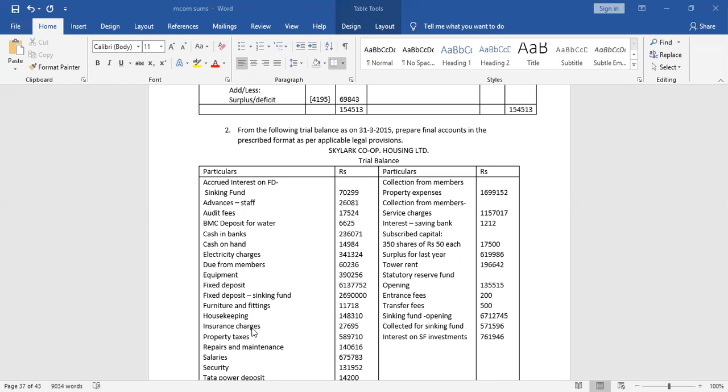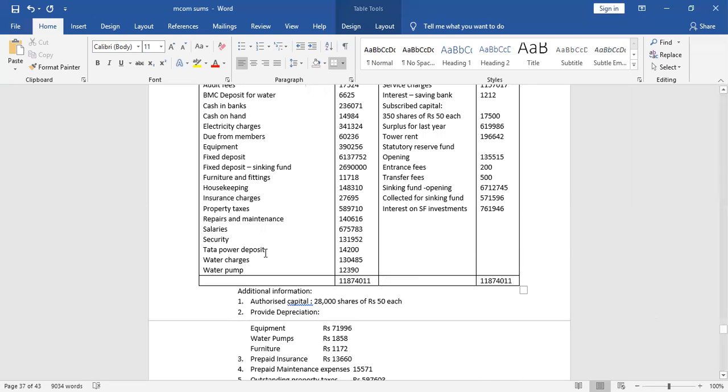Insurance is an important property expense. So property expenses में आएगा. Property taxes will come under property expense. Repairs and maintenance also is property expense. See, insurance is important for the property. Property taxes भी property expense में आएगा. Repairs and maintenance भी property expense में आएगा. Salary is establishment expense. Security is establishment expense. Sorry, Tata power deposit. Tata power deposit will come under other items.